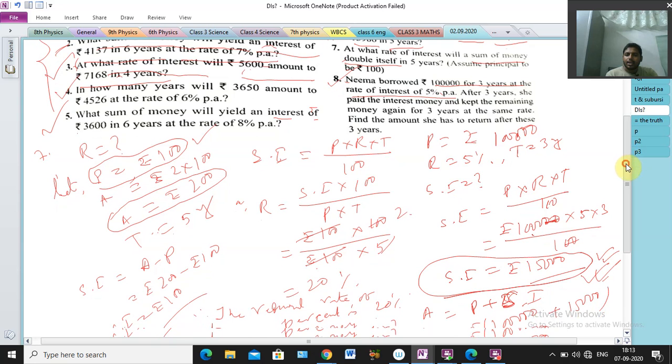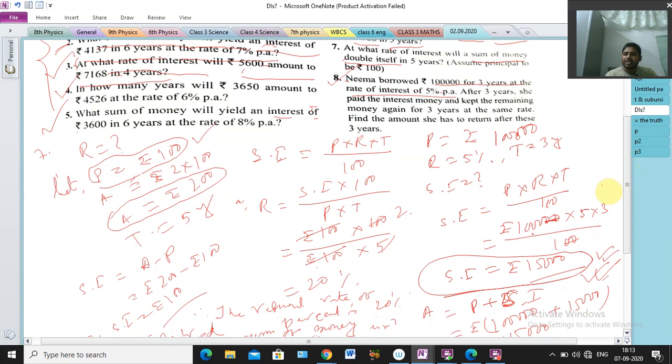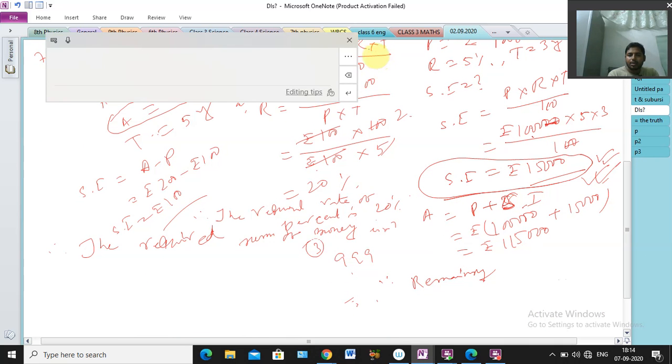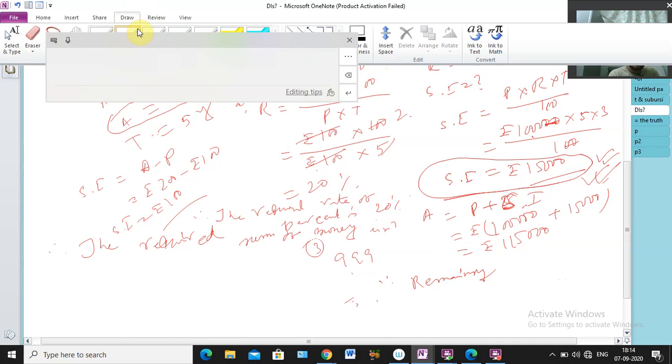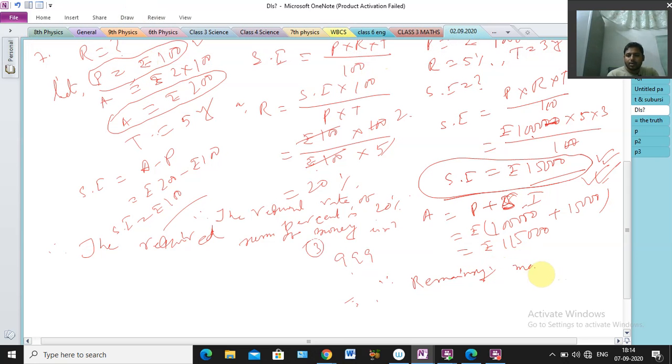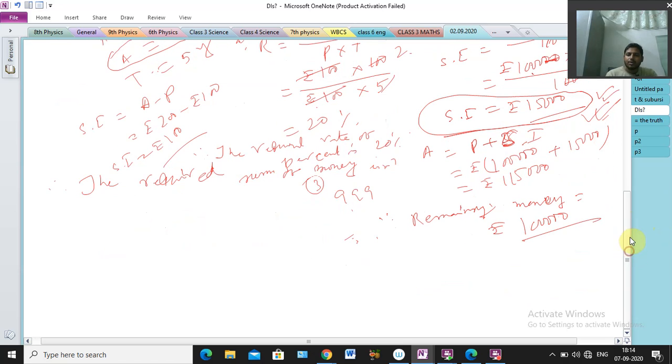Next, it is telling that after 3 years she paid the interest money. Up to this one is finished. She kept the remaining money again for 3 years. The remaining money is how much? Remaining money equals rupees 1 lakh. This is the principal.